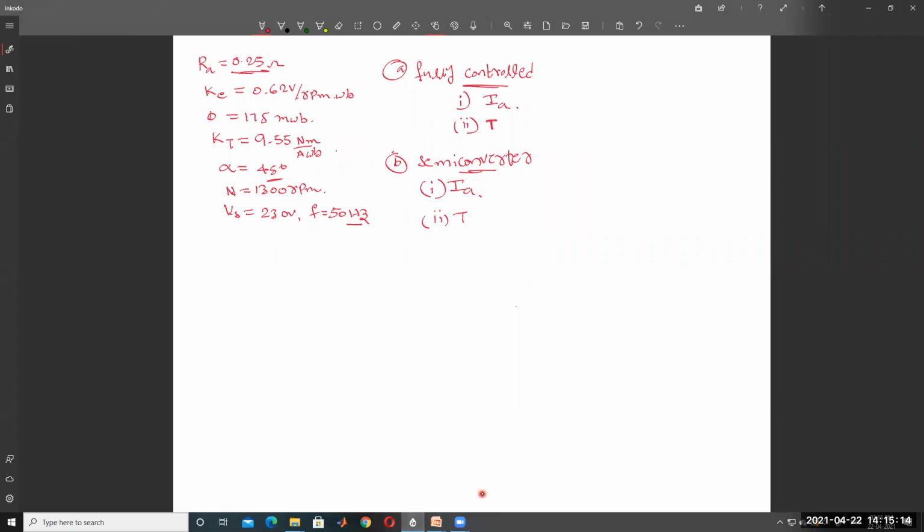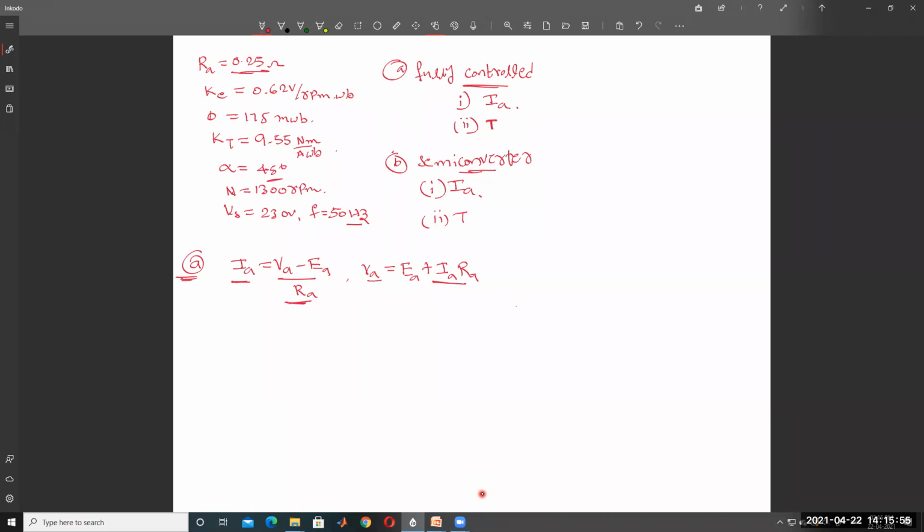For the fully controlled converter, first, how to find the armature current? Armature current Ia is equal to (Va minus Ea) divided by Ra. This is the armature current equation. And here, Va is equal to Ea plus Ia into Ra.